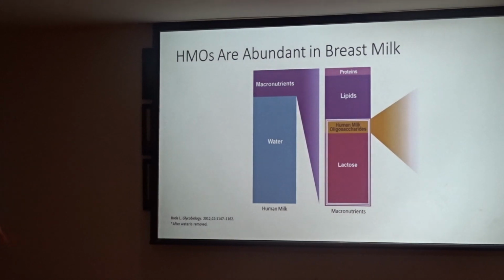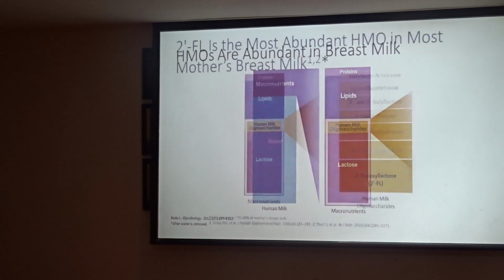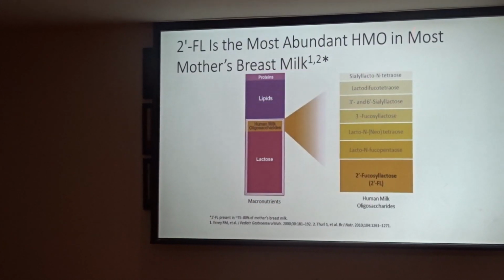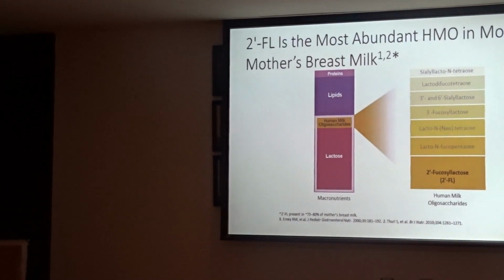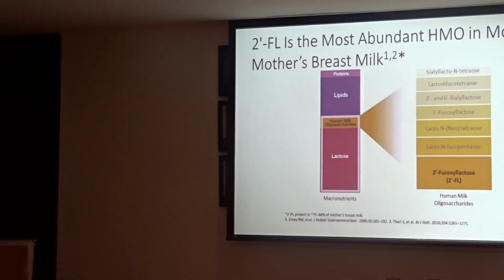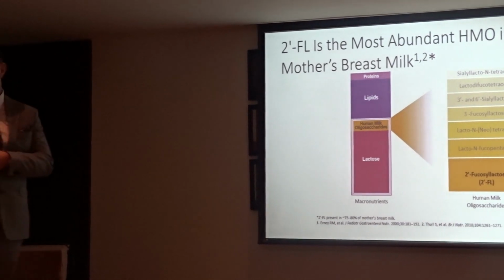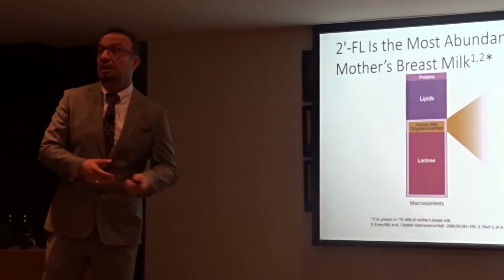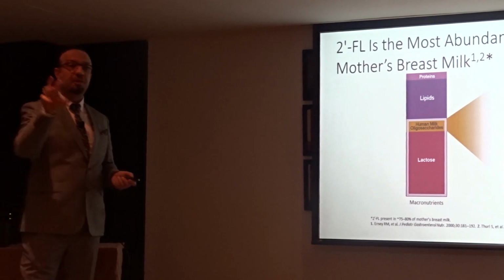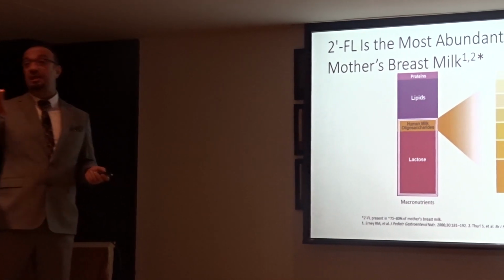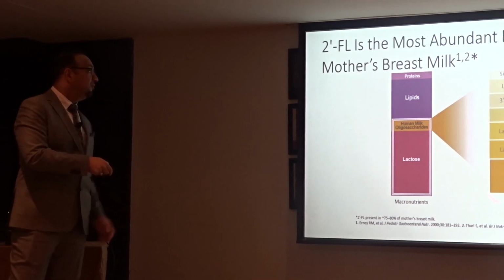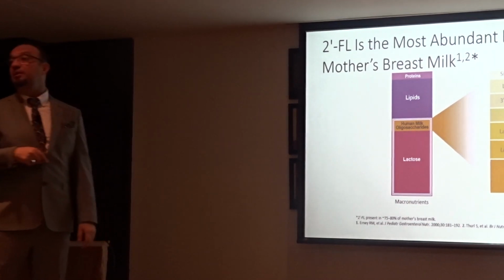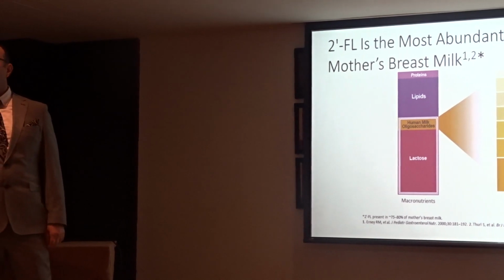Now, let's go to the composition of these oligosaccharides. We can find that there are different types of oligosaccharides. The terminology is a little bit complicated. It's not like simple galacto-oligosaccharide or fructo-oligosaccharide. We will see that the monosaccharides present in human milk oligosaccharides are different. Here we can see that 2-fucosyllactose is the most abundant form of human milk oligosaccharide.